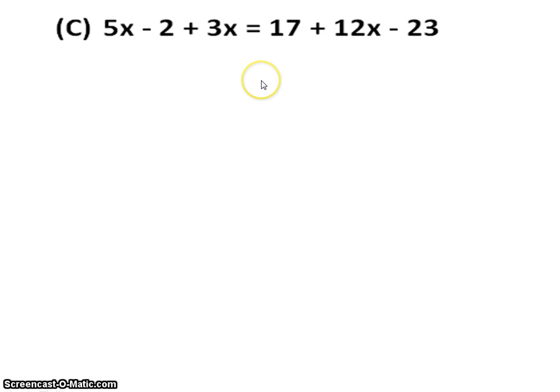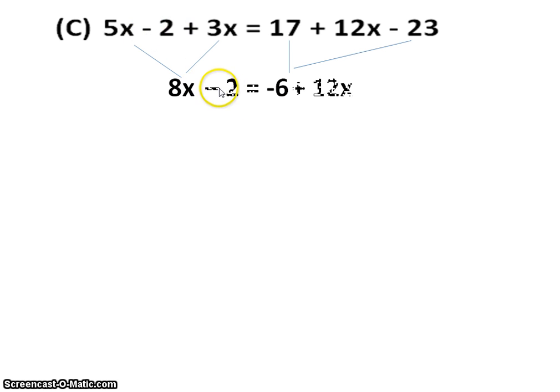The first thing we're going to do is combine like terms. Let's look at the left-hand side of the equation. I've got 5x and 3x. I combine those into 8x. On the right-hand side of the equation, I have 17 and minus 23. Those are like terms. So 17 minus 23 comes out to be negative 6. Now I'm going to bring down the rest of the equation. Minus 2 equals the negative 6 plus, bring down the plus 12x.